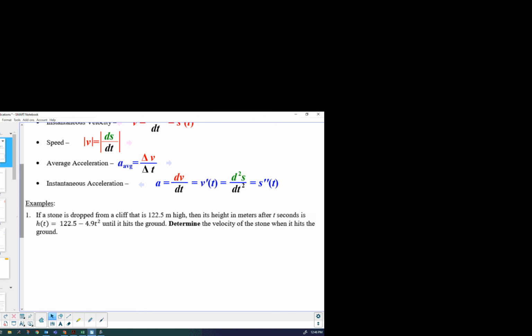We have an example. An object is dropped from 122.5 meters high. That's really high. Its height after t seconds is given by this function. So to make you happy, there's no s. We use h, for height instead.